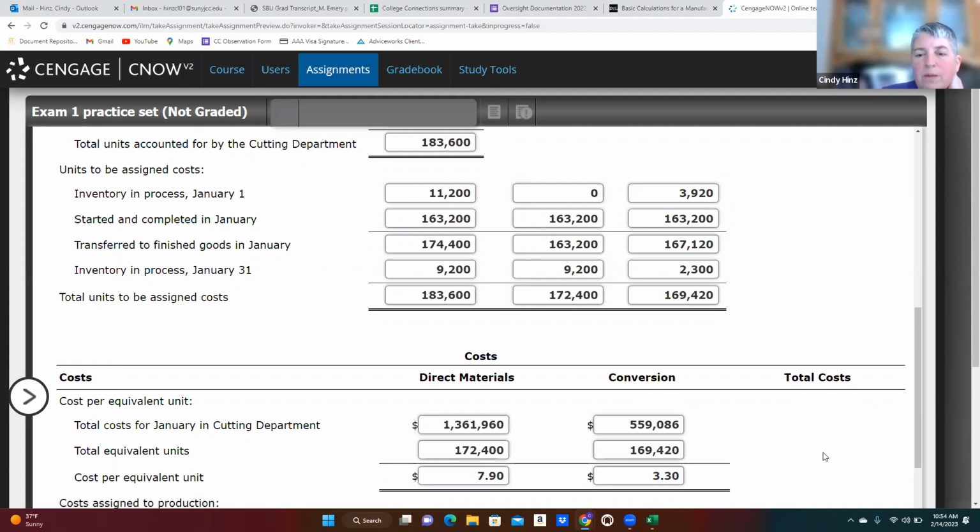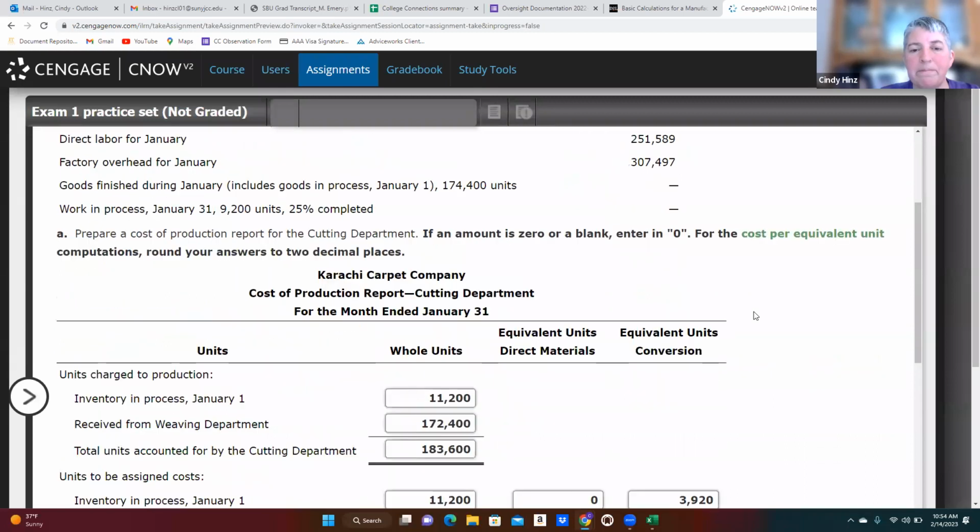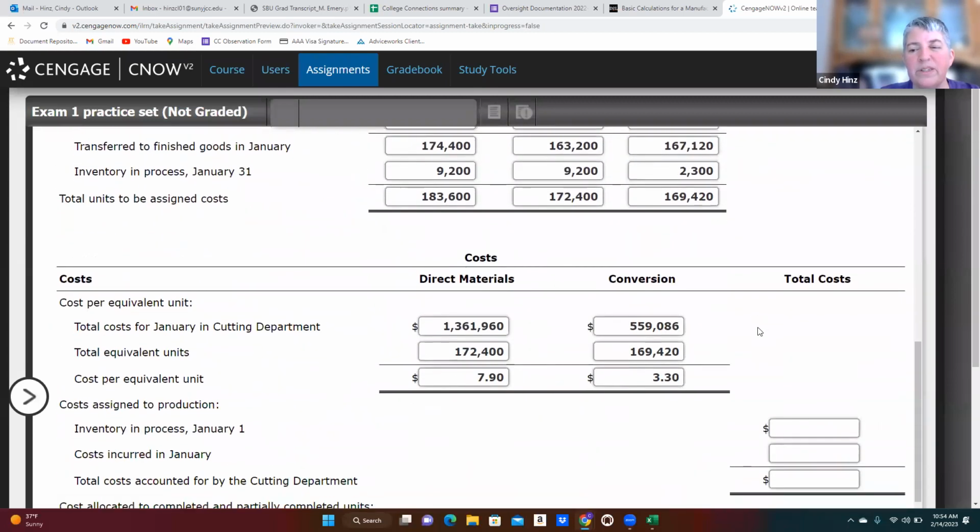So let me just scroll up here again. So we have $7.90 and $3.30. Let's see how those compare to the previous month. In December, direct materials cost $7.80, so they've gone up in price, 10 cents a unit. And conversion costs also have gone up 10 cents per unit from what the costs were in December, which are the costs in beginning inventory that came over from December. Just interesting.